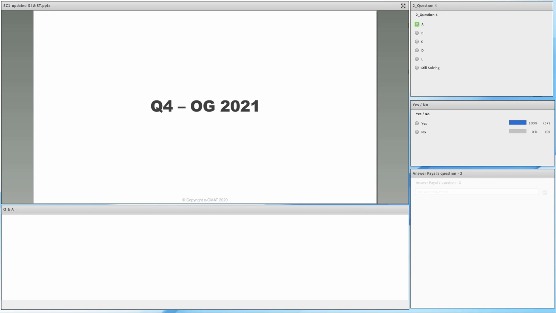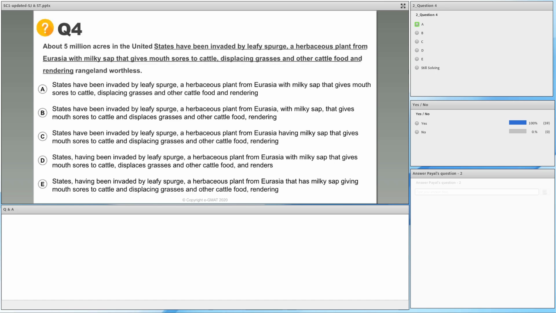Few more. Do not click on A through E. Please click on still solving, because you have not seen the question yet. Few more. Let's take that number 200. Okay, I guess I am ready to show you the question. Okay, here is your question number 4. Take a good look. Keep your logical hat on.